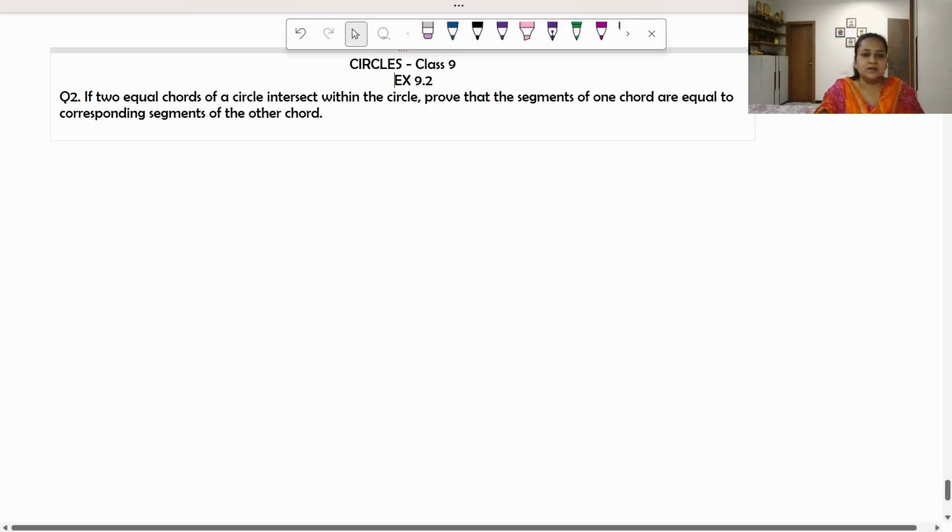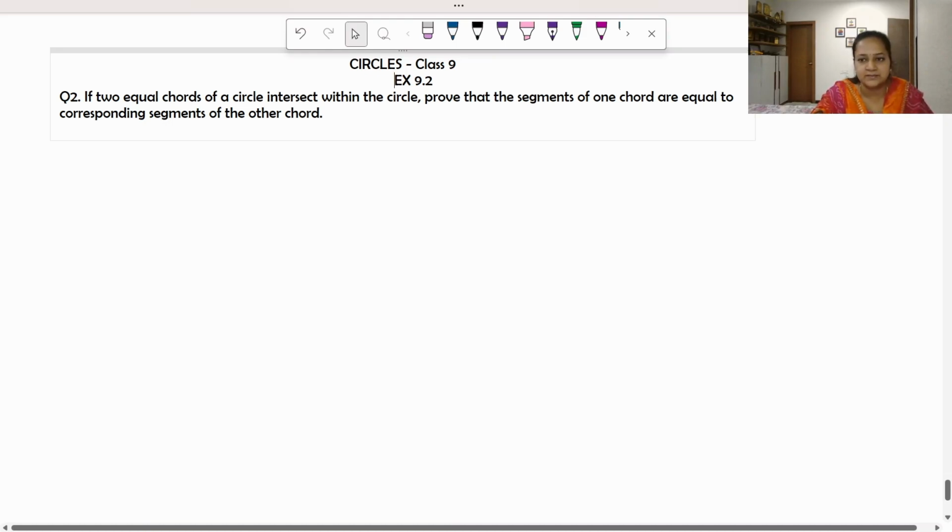Hello everyone. Let's look at exercise 9.2, Circles, chapter class 9. Look at question number 2. It says if two equal chords of a circle intersect within the circle, we have to prove that the segments of one chord are equal to the corresponding segments of the other chord.